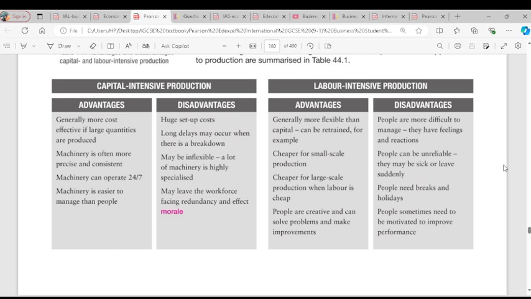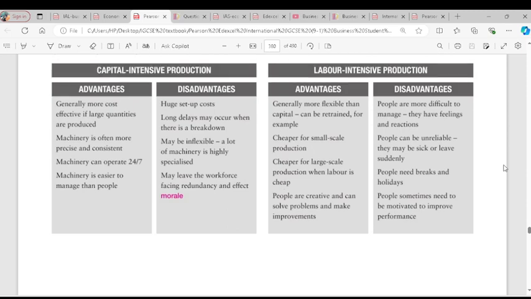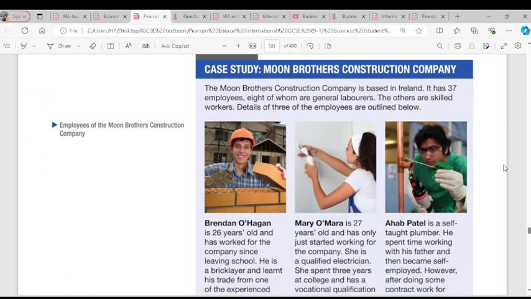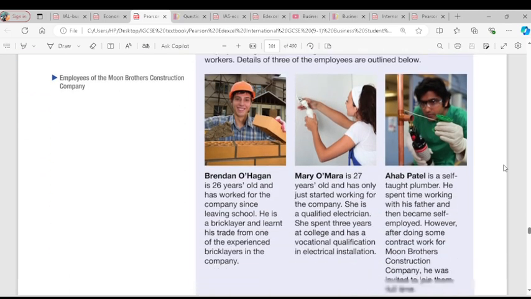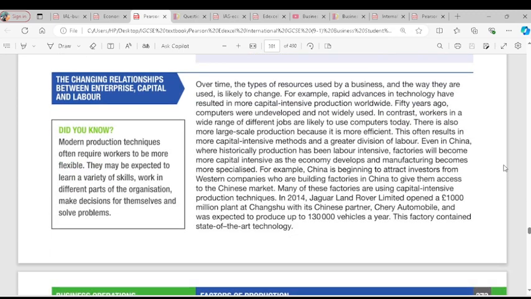People need breaks and holidays. They can't work 24 hours. People sometimes need to be motivated to improve performance. You might even need to reward them to increase their productivity. Is it clear? Any question about that? No. So go to the changing relationship between enterprise, capital, and labor. Are you there?